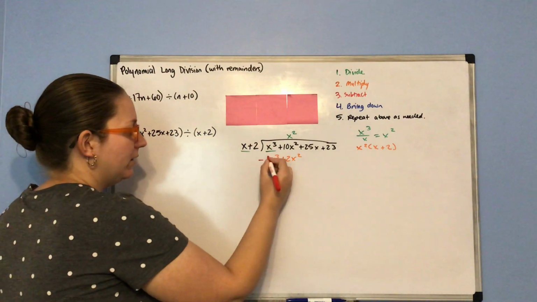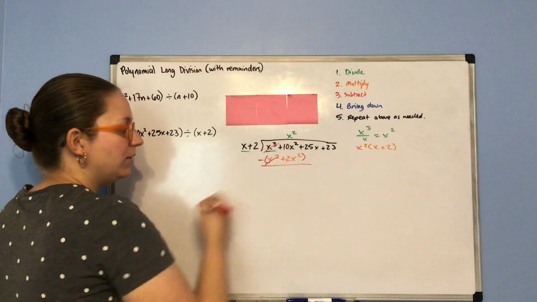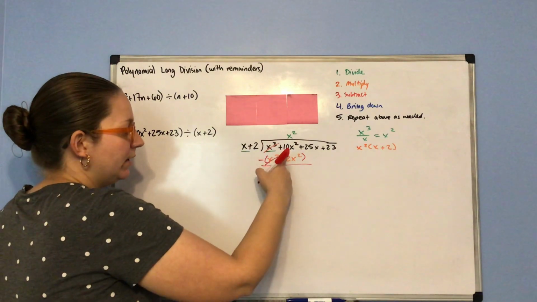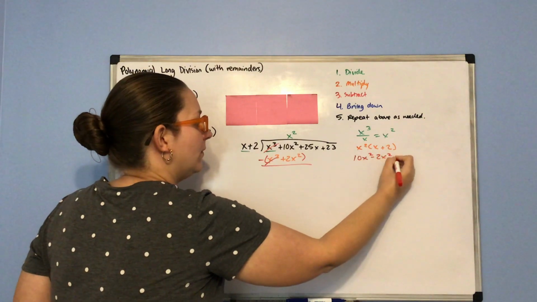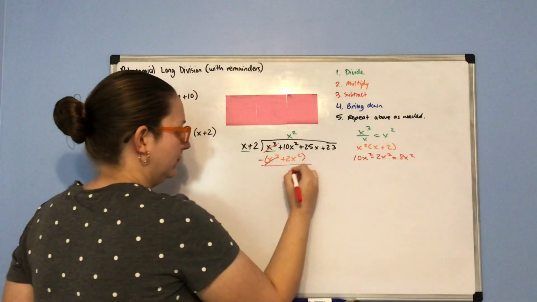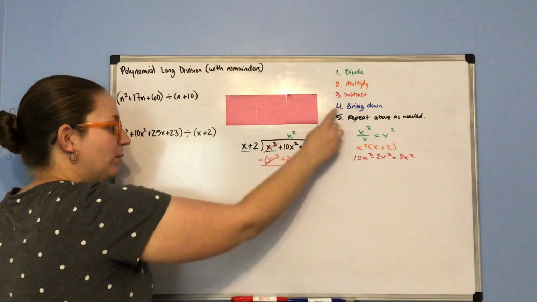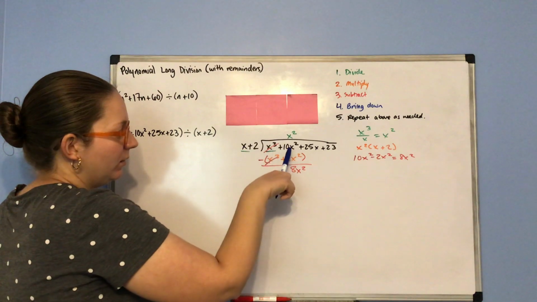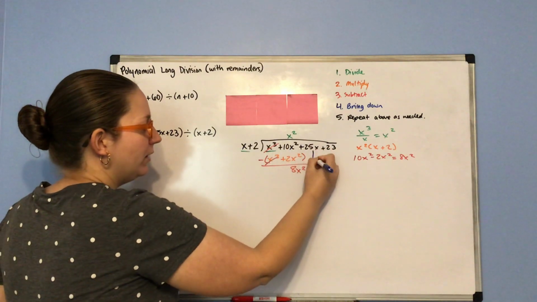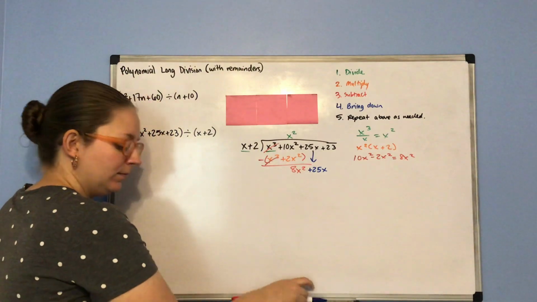Now I subtract the whole thing. X cubed minus x cubed, those cancel. 10x squared minus 2x squared gives me 8x squared. All right, after we subtract, we bring down. We only bring down one thing at a time. So we've used x to the third, we've used 10x squared. We have not used plus 25x, so we're gonna bring that down.